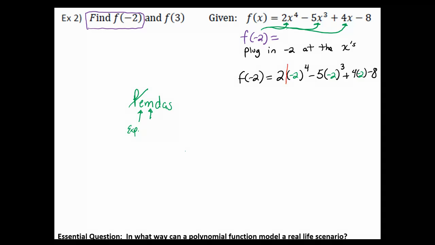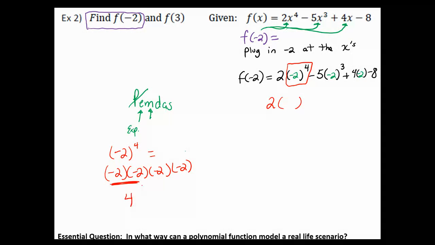So right here, you have to do these exponents. So I'm going to bring down the outside 2. And then I'm going to figure out what's negative 2 to the 4th. So that means negative 2 times negative 2 times negative 2 times negative 2. Right? 4 times. So do this set first. What's negative 2 times negative 2? It's 4. Done. Do this set. What's negative 2 times negative 2? 4. Done. What's 4 times 4? 16. So right here for negative 2 to the 4th, we should have 16.